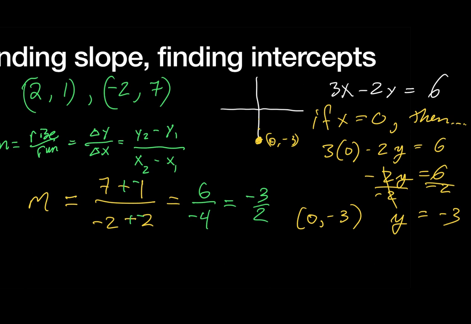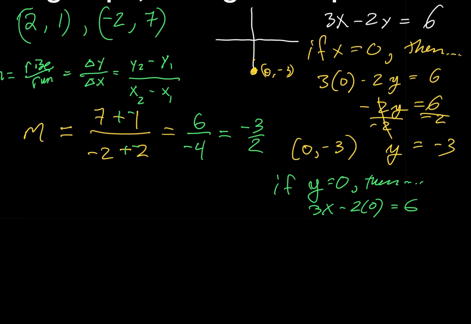And then to find the other intercept, I say, well, if y equals 0, then dot, dot, dot. So I do the same thing. I take the equation, 3x minus 2 times 0 equals 6. So I then have 3x, and then this becomes 0. Negative 2 times 0 is still 0. So I have 3x equals 6.